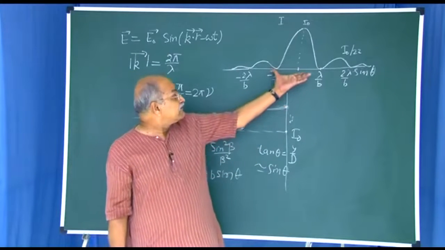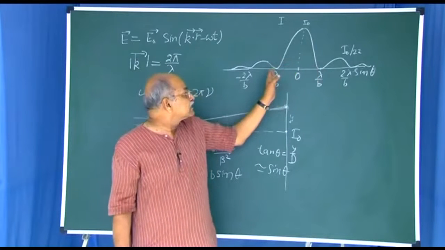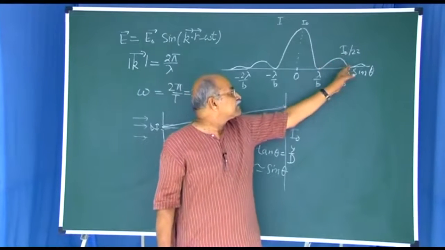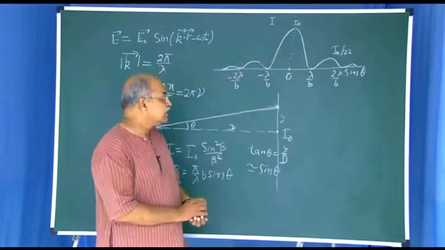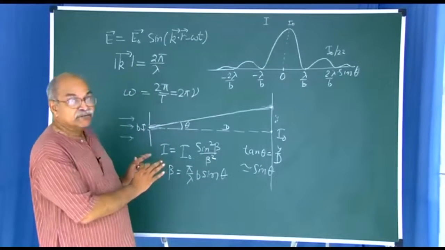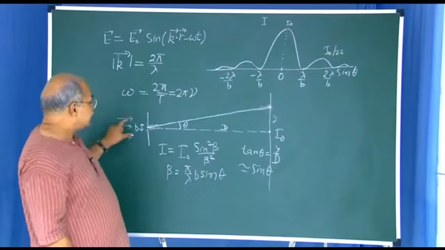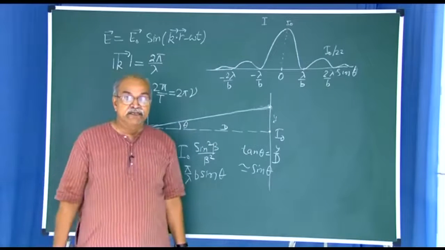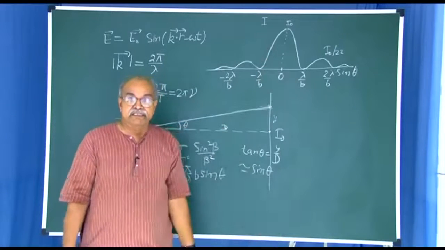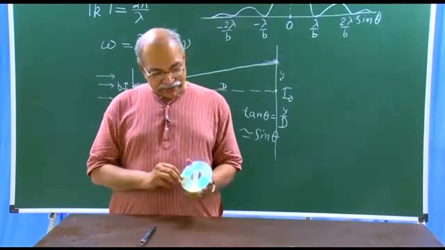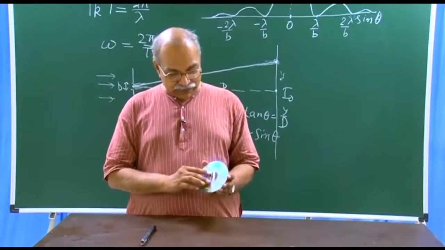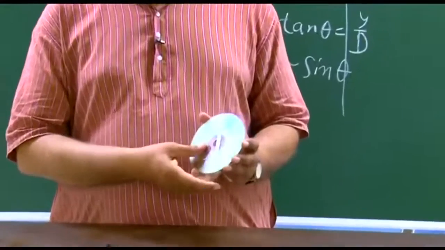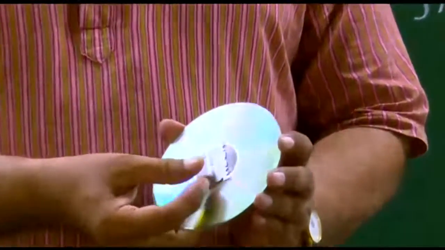The central bright will have a width, minimum to minimum, of 2 lambda by b, but then the other brights will have a width of lambda by b only. So, this is what you should expect from a single slit if you pass light through a single slit and collect it on the other side. So, let us do the experiment and see if we get this type of result. To make the slit, what we have done is we have taken two pieces of razor blade, and these two pieces are placed parallel to each other on this compact disc.